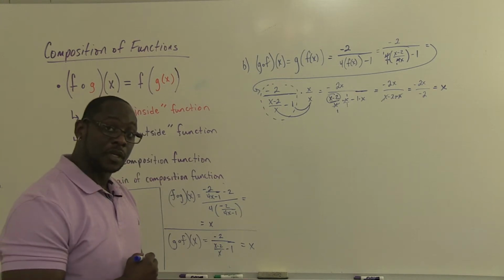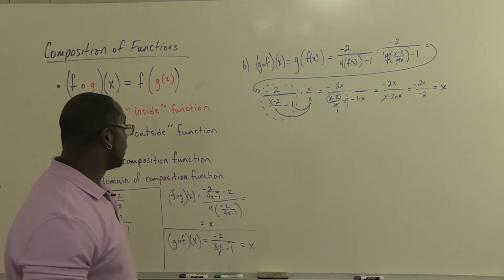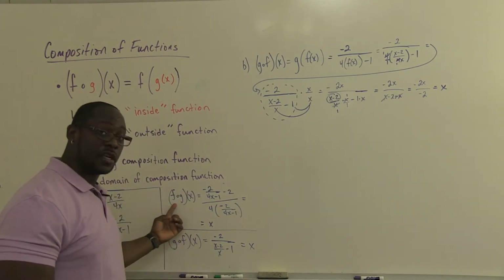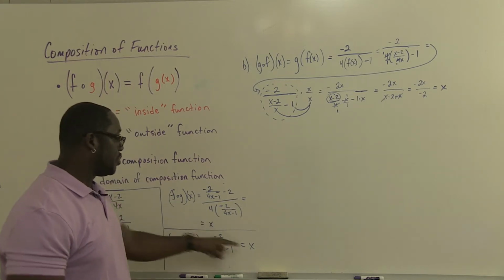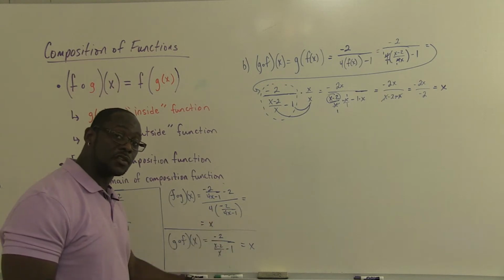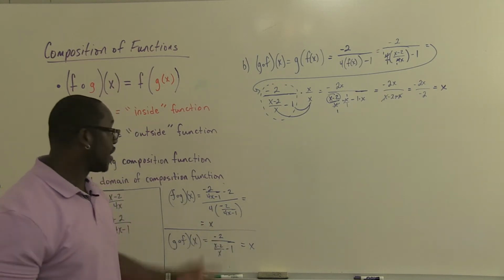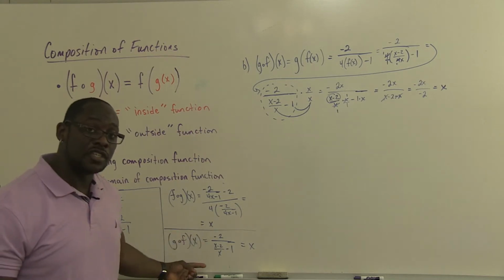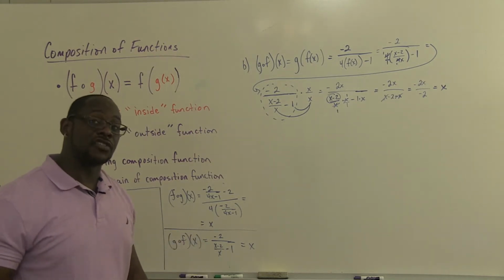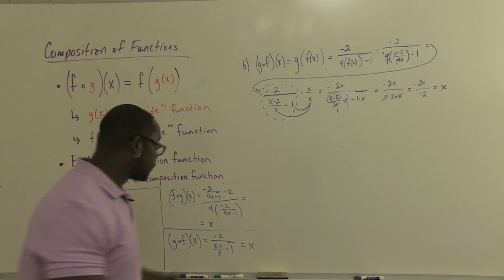Okay? So now that we see that the functions f of g of x and g of f of x appear to be the same exact function, we're going to show by finding the domain of f of g of x and g of f of x that they are actually different.